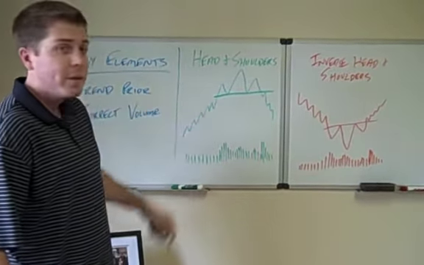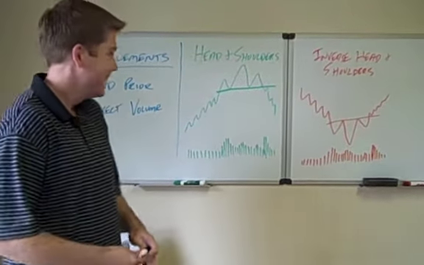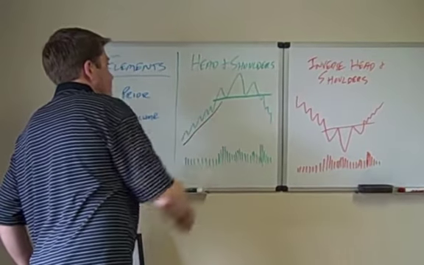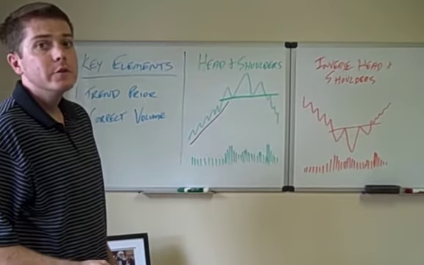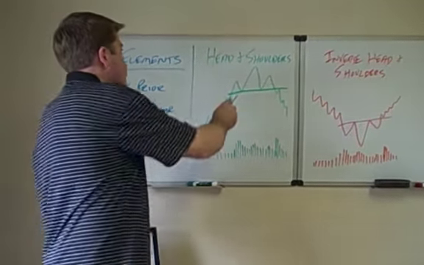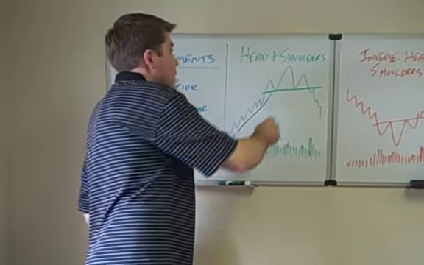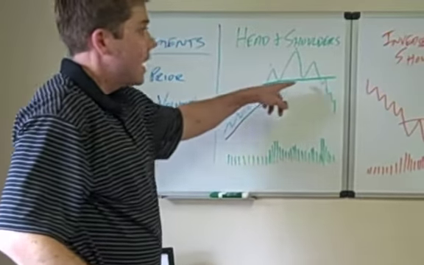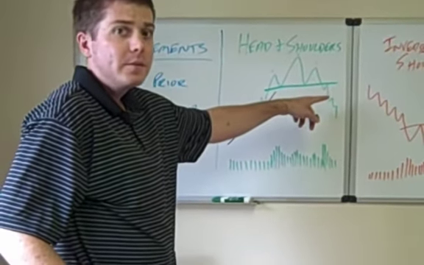So as you can see here in my beautiful piece of art, we've got a nice uptrend prior to the creation of the head and shoulders pattern. Then we have the left shoulder, the head, and the right shoulder. This line going across here is called the neckline.